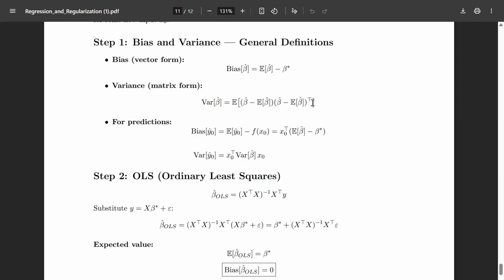So again, variance means how far you are from the mean. Like if there is a particular mean, then how far your beta is from the mean. That is what variance represents. That is why we are taking the square, right? So this transpose is basically the square of this matrix, and we are taking an expectation over it, and that is basically what variance is.